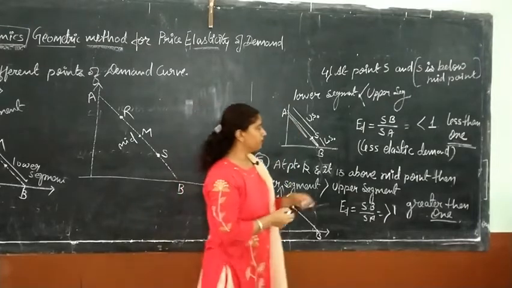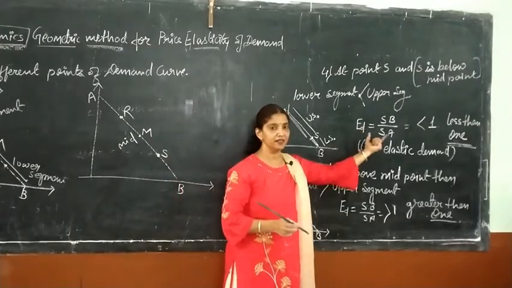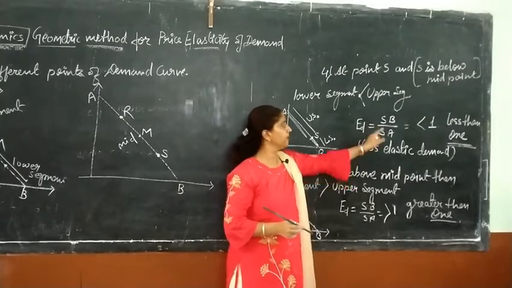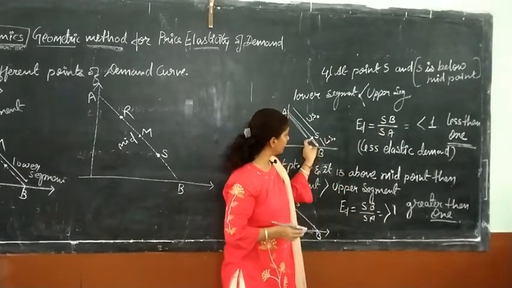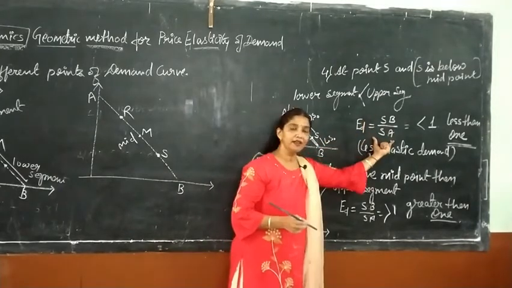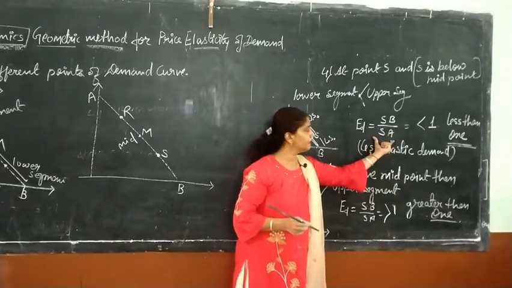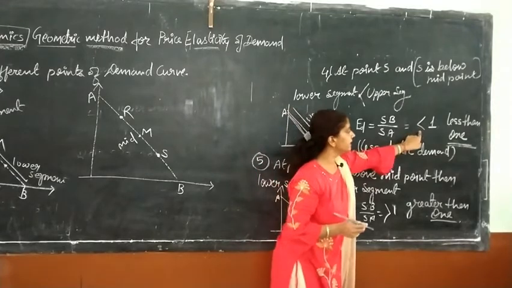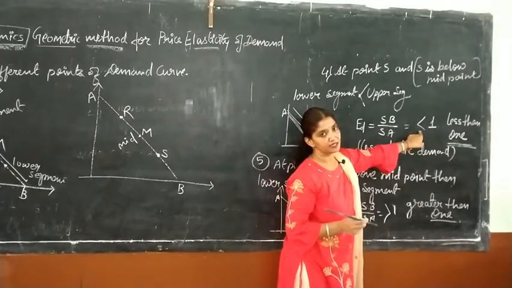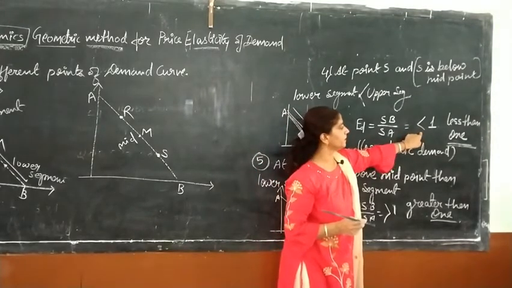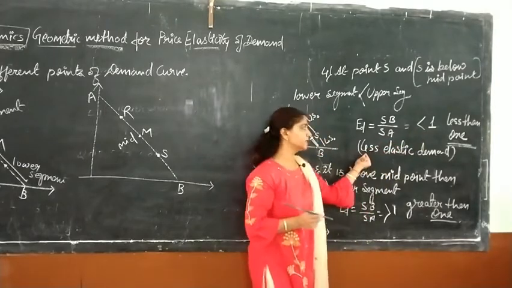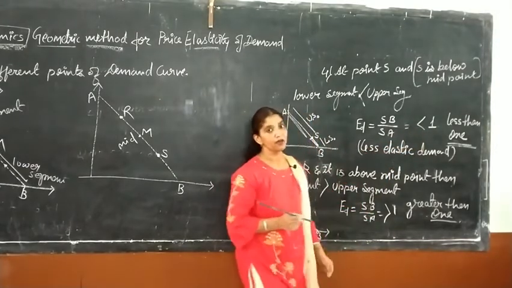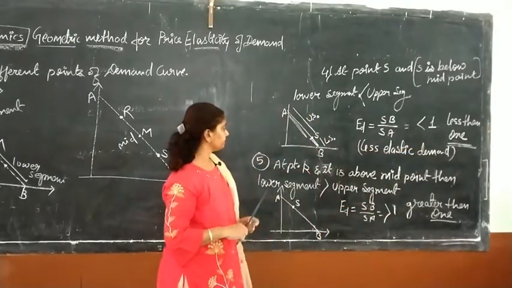While estimating the demand elasticity, if the lower segment, which is lesser, is divided by the greater upper segment, in that condition the elasticity which we are getting is less than 1. The elasticity will be less than 1, and this elasticity is called less elastic demand, or less elastic.